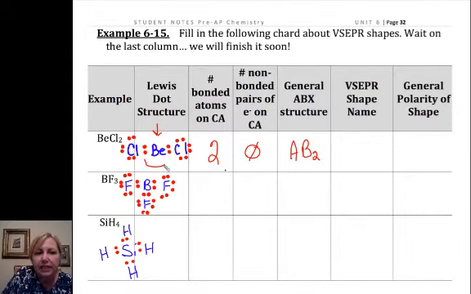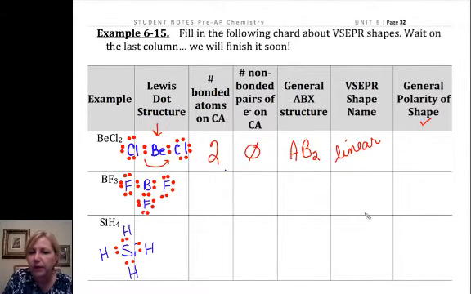Well, for these electron pairs to get as far apart as possible, they would form a line. And so this is linear. We're going to talk about polarity later. We'll fill in that gap there.